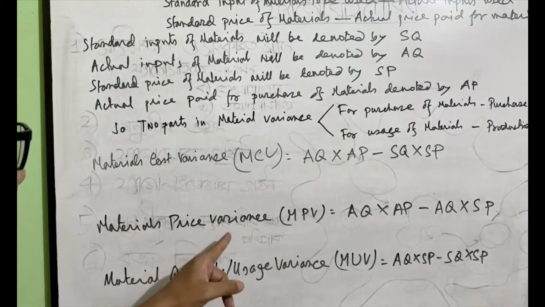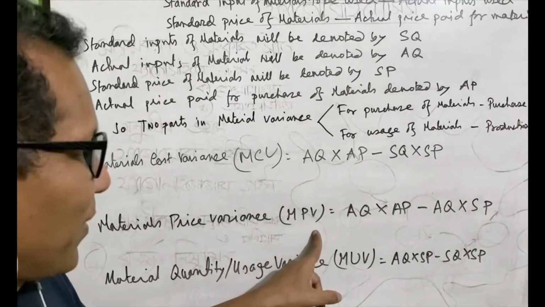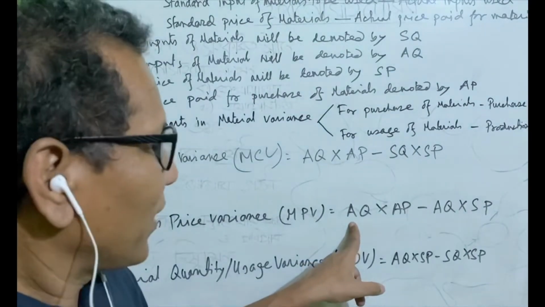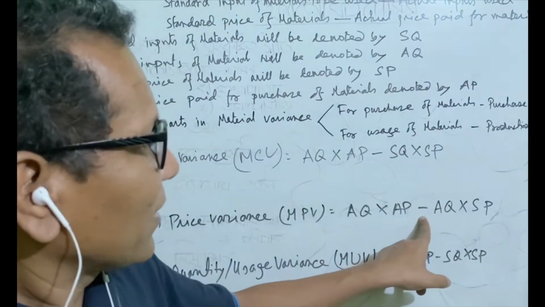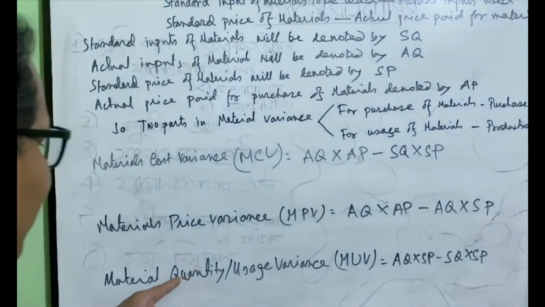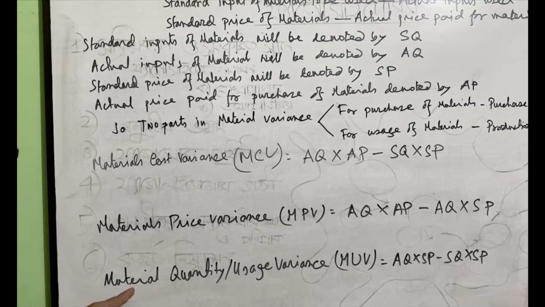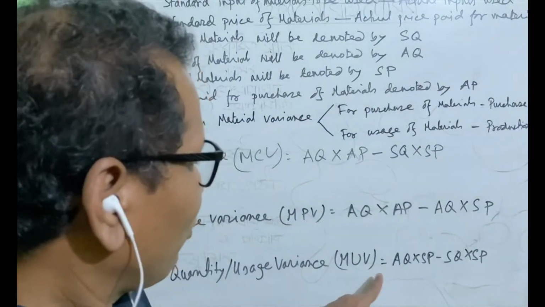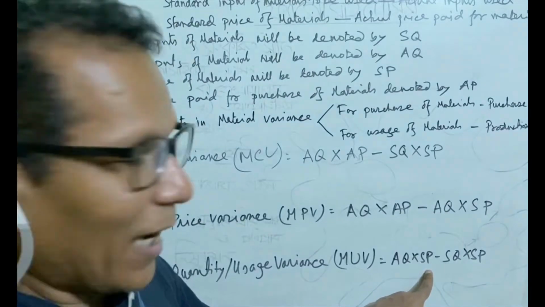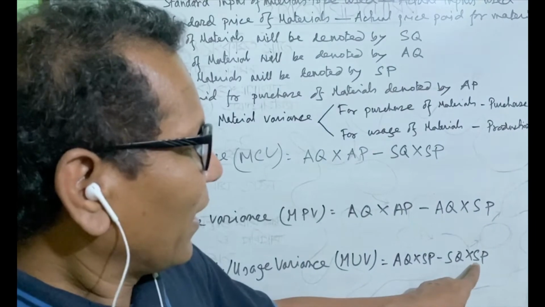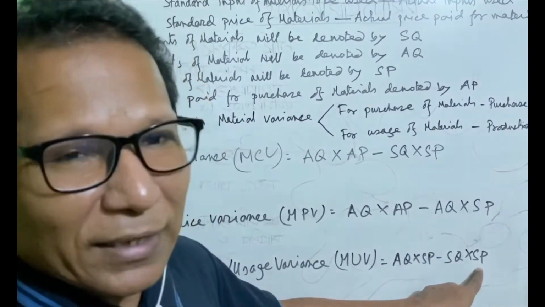One is material price variance, the MPV, equal to AQ into AP minus AQ into SP, that means actual quantity into actual price minus actual quantity into standard price. And the other formula is material quantity or usage variance, MUV, material usage variance or material quantity variance, equal to AQ into SP, actual quantity into standard price, minus SQ into SP, standard quantity into standard price.